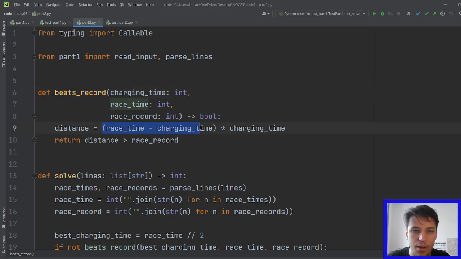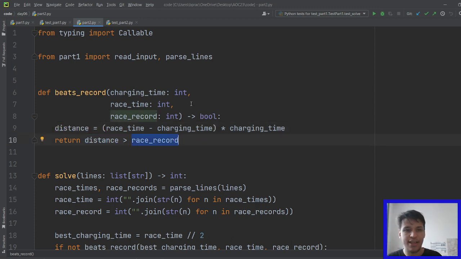So again, we have the moving time given as the race time minus the charging time, and the speed will be equal to the charging time. So the distance we will travel is equal to the product. And then what we want to know is whether the distance is larger than the previous race record.